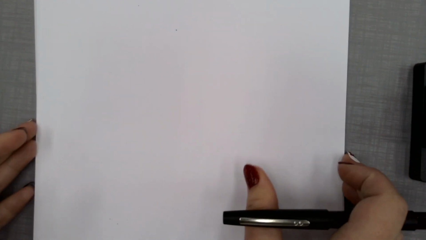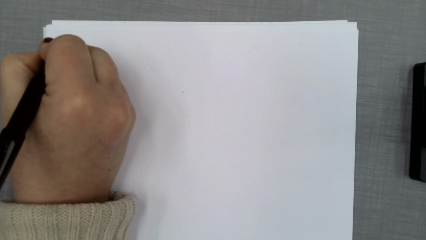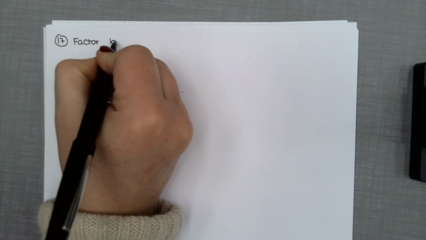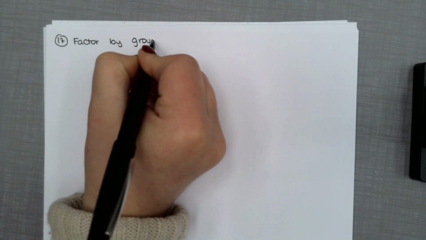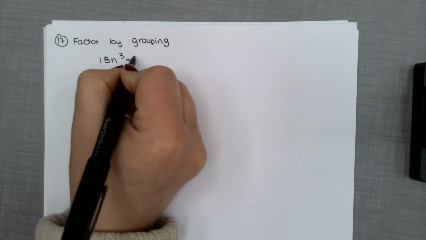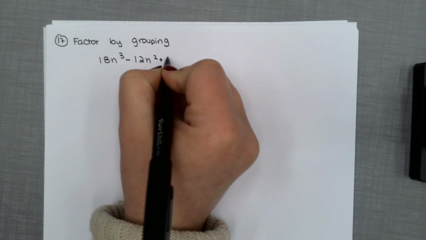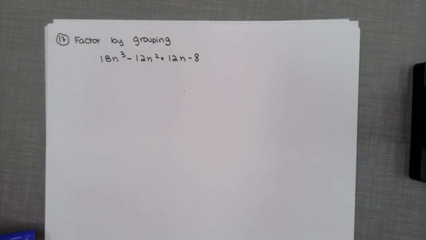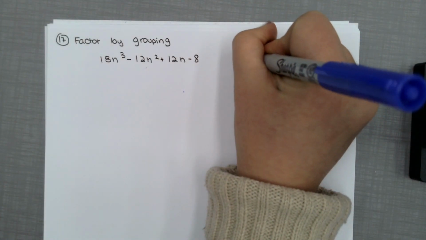Speaking of factors, we did learn one more method of factoring, which is factoring by grouping. It's question number 17. We get 18n cubed minus 12n squared plus 12n minus 8. This one is not asking us to solve, so there's not even an equal sign. We're just wanting our bubbles. We want our factors. Step number 1 is GCF.